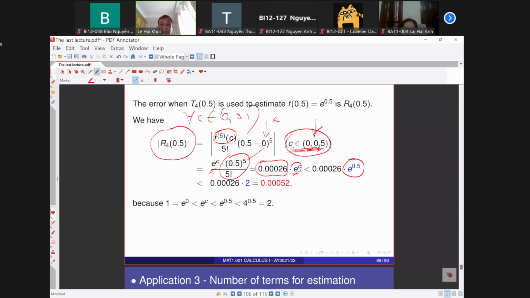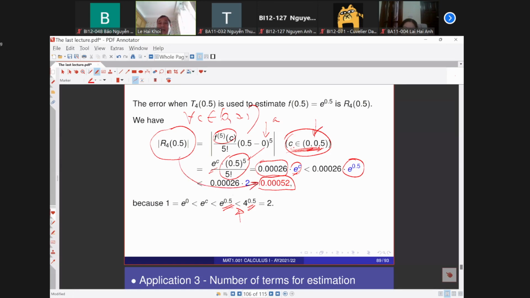So then you have that result. Why? Because e to power 0.5 less than 4 to power 0.5 is 2. Chỗ này là cũng hơi quá lên một tí rồi, nhưng ít nhất chúng ta có cái kết quả như vậy. Bởi vì số e là nhỏ hơn 4, đúng không? Các em có thể lấy số nhỏ hơn nữa được, nhưng mà ít nhất số này là tính được một cách dễ dàng.